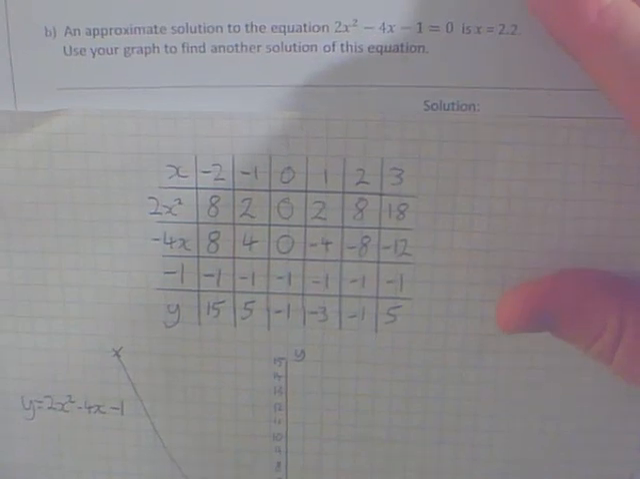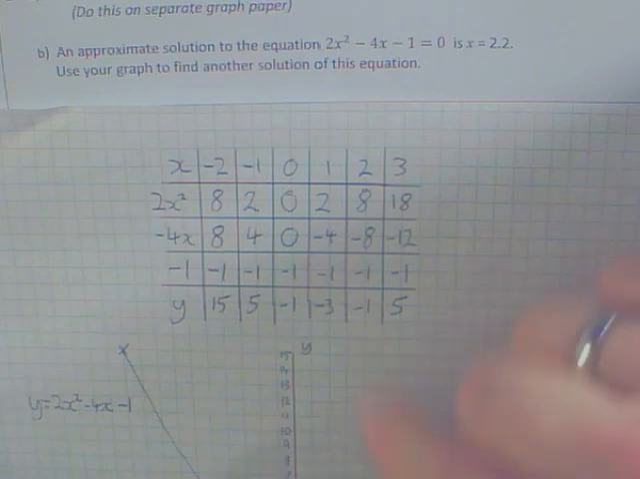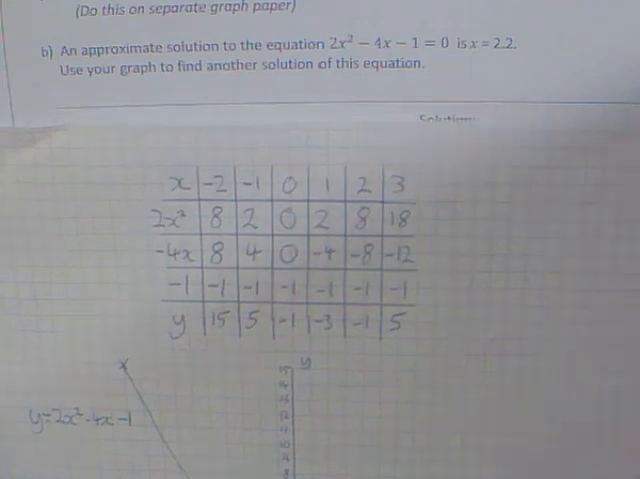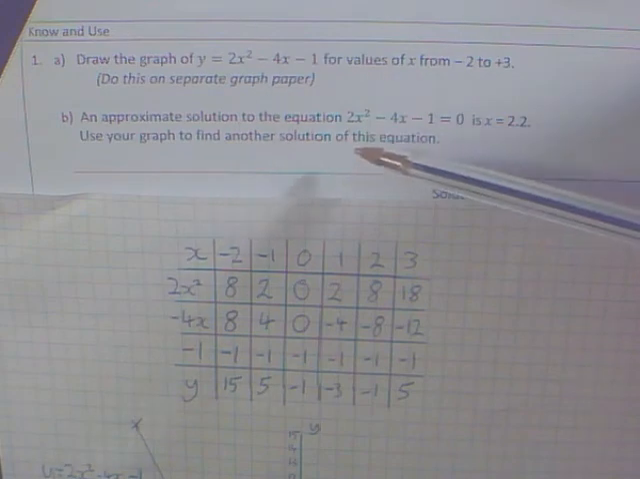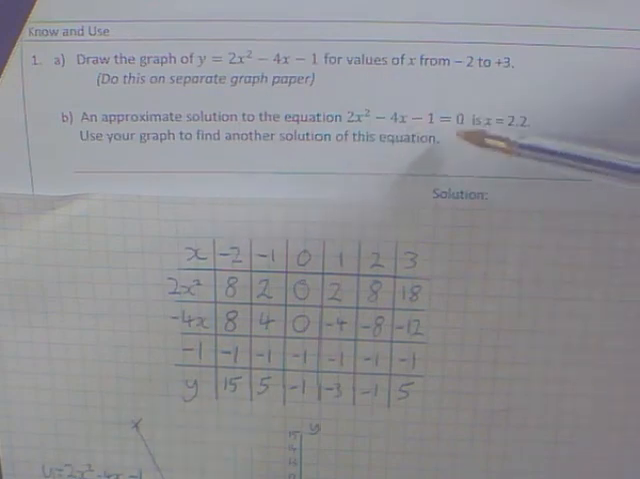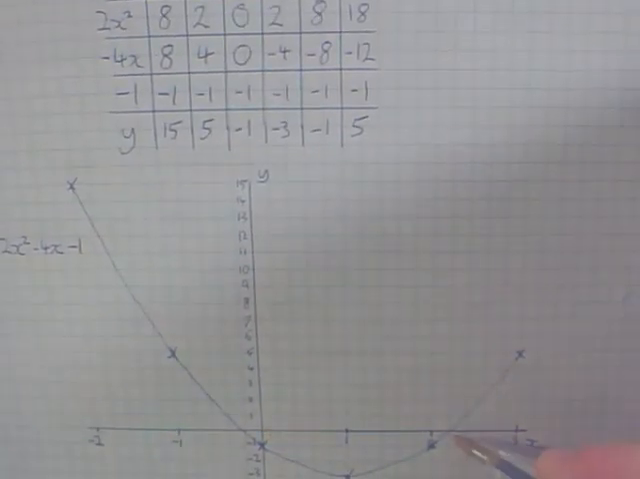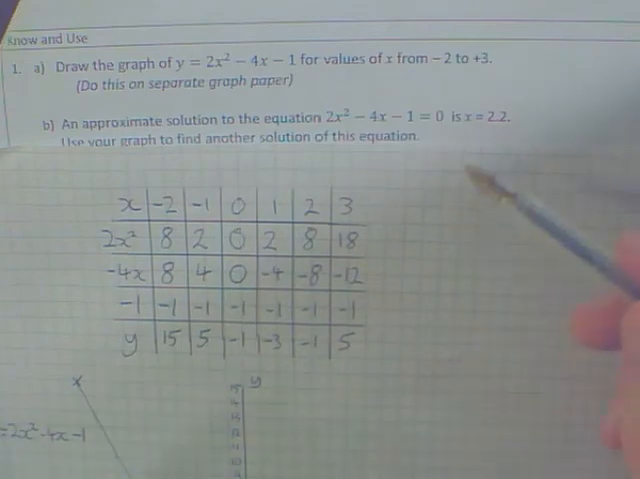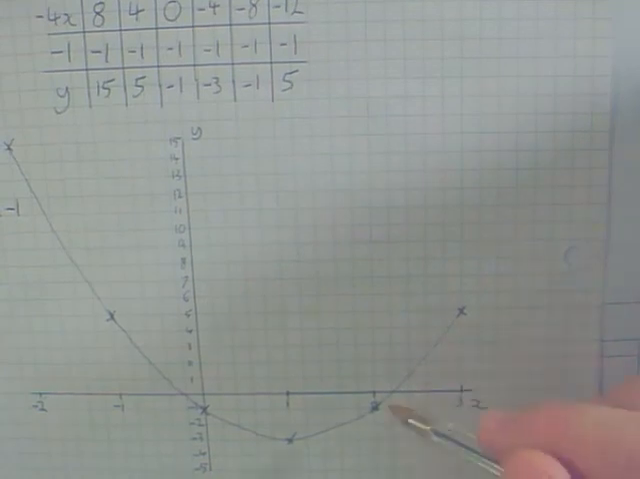Okay, part B of this question says an approximate solution to this graph when that is equal to 0 is x equals 2.2. Well, let's have a look at this. This is just saying y is equal to that bit. So when this bit is equal to 0, it's when the y value is 0. So I have a look on here. Yes, my graph is almost going exactly through 2.2, the approximate solution. When y is 0, x is 2.2.